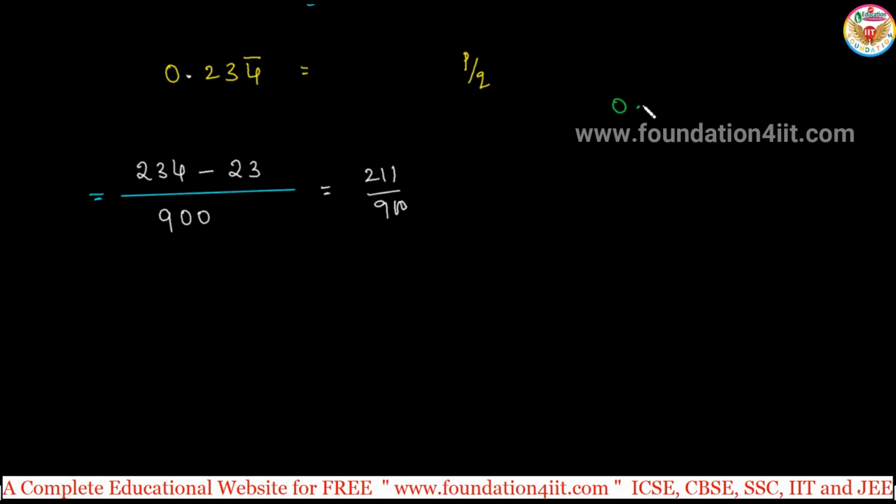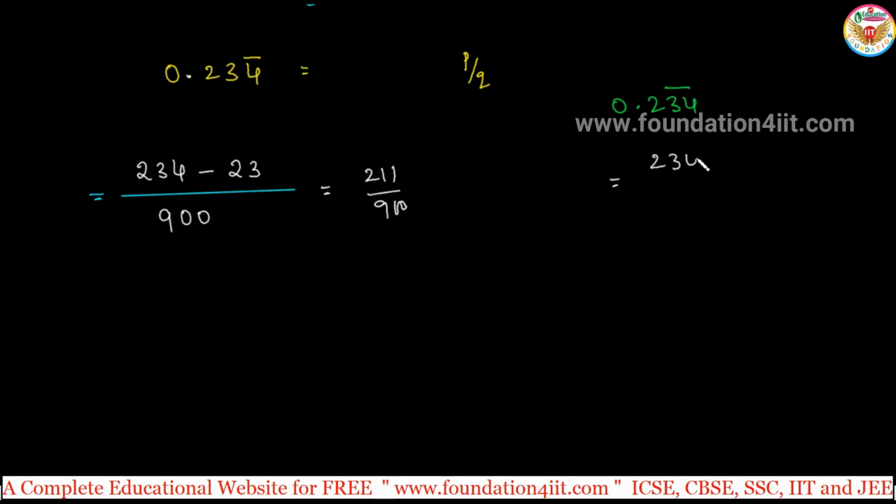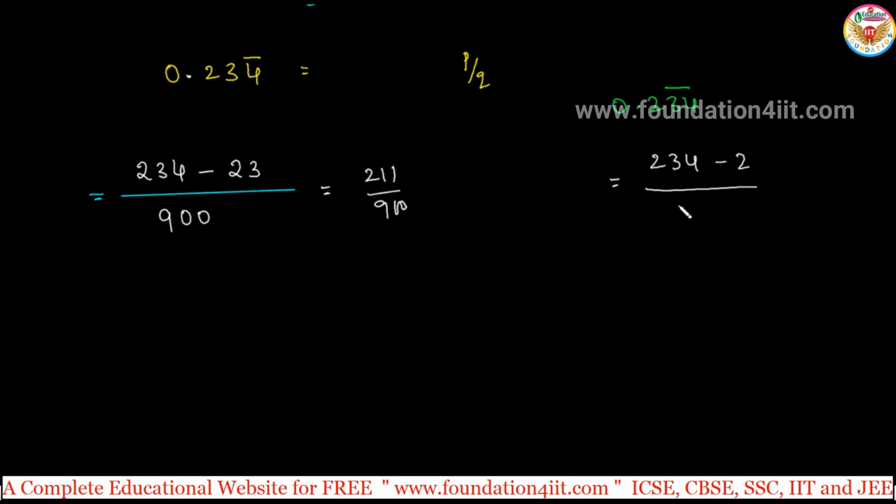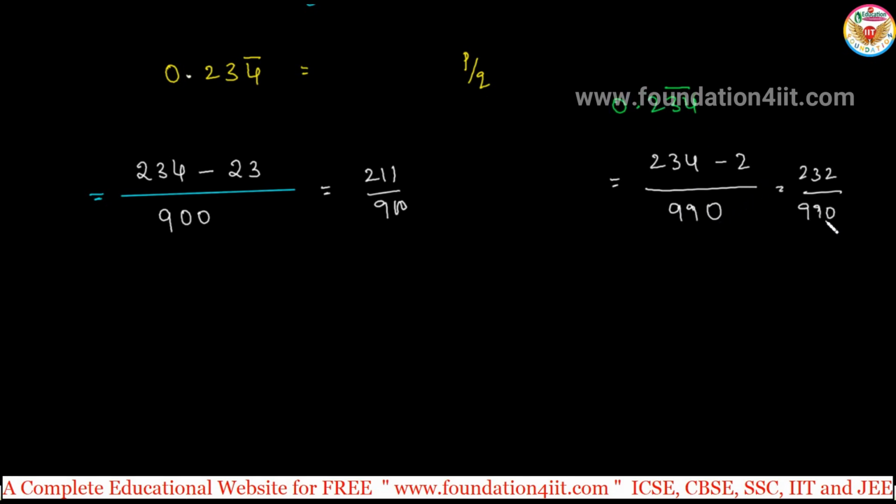Okay, 0. Let us take 234, with the bar on 34. Now this answer is 234 minus 2 we should take, because which is not repeating is only 2. Entire number minus non-repeating number, divided by how many digits are repeating? 2 digits. So 2 nines. After the point, which are not repeating digits is 1. So 1 zero we should keep. Right. This is 232 by 990.